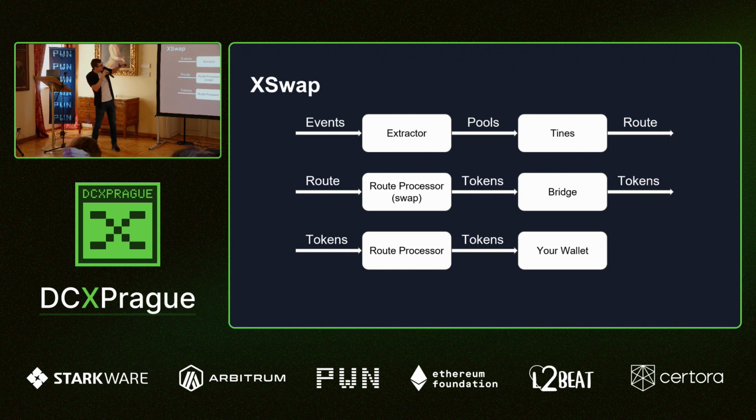So what happens is you get a route, it's fed into RouteProcessor, and it swaps the token to whatever you are bridging. Then it goes through the bridge, and when you get all the confirmations you need from the bridge, the tokens are received by a contract that calls RouteProcessor on the destination chain and sends the tokens you requested to your wallet.